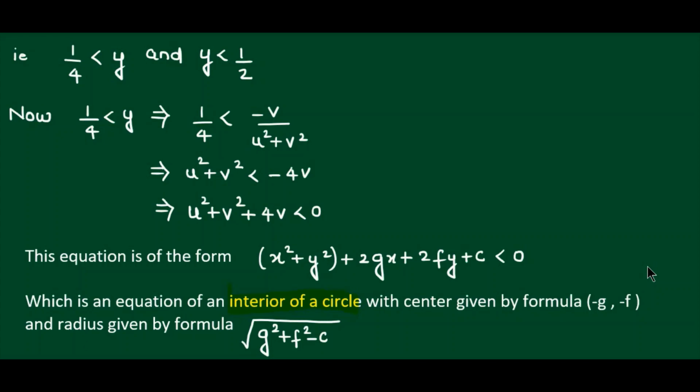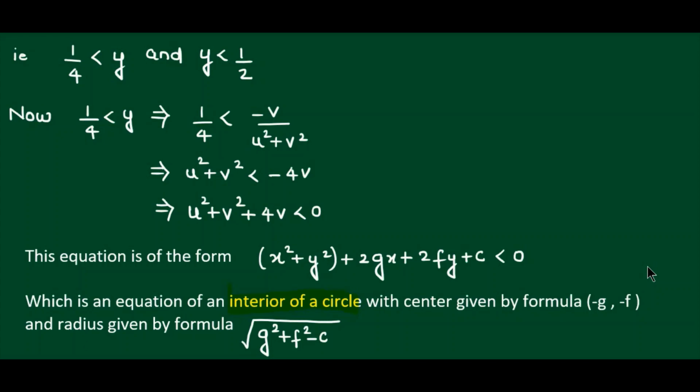1 by 4 less than y. Now substitute y here, which is minus v by u square plus v square, cross multiply, and you will get u square plus v square plus 4v less than 0. Now compare this equation with the equation we have already studied, x square plus y square plus 2gx plus 2fy plus c less than 0. Here make sure u square plus v square coefficient is 1. If it is not 1, you have to divide the whole equation with that coefficient. Now this is an interior of a circle because we have less than 0.